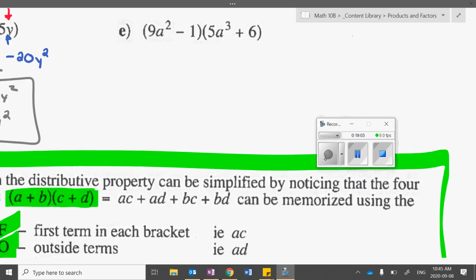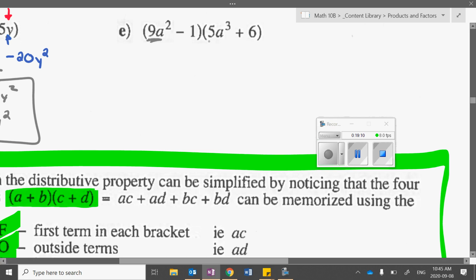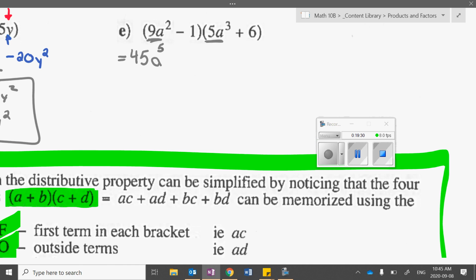Okay, let's go over this one. The trick here is that we have exponent laws in this one. First term, I get 9a squared times 5a cubed. 9 times 5 gives us 45. A squared times a cubed, I add the 2 and the 3, so I get 45a to the power of 5. How many of you just got that one? Good. Do you see? This is your whole middle school kind of coming together. So that's our first term.